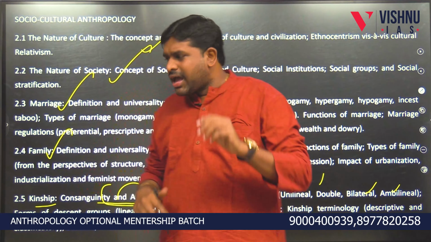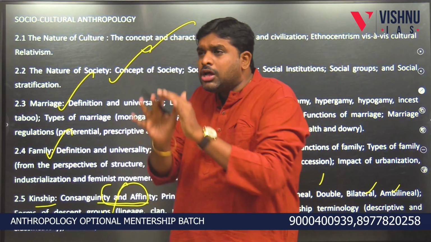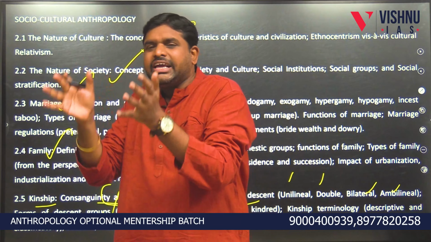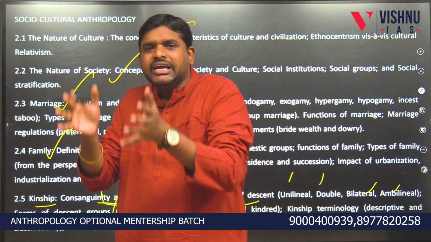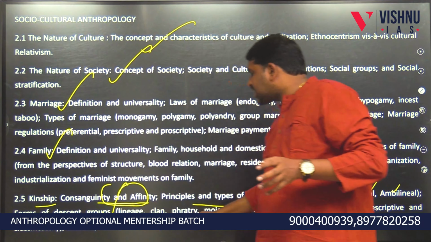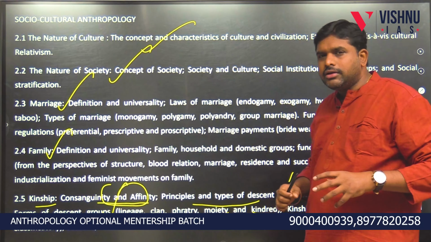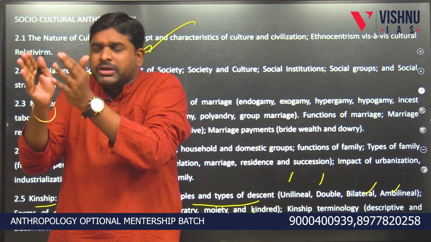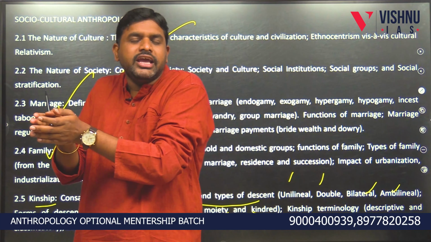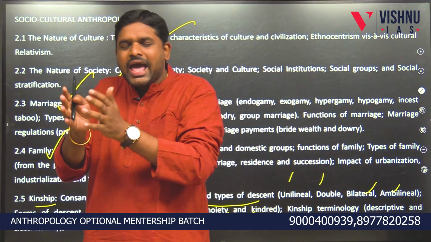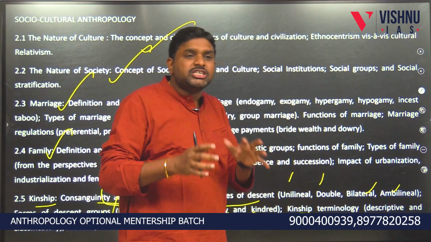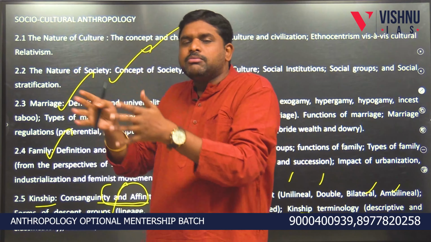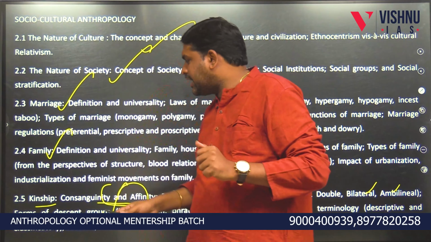The third topic is different forms of descent groups: lineage, Khandan, clan, moiety, fratry, kindred. These are different forms of kinship groups. One group is formed because of the Gotra, lineage, Khandan or clan. Then kinship terminologies, which are descriptive and classificatory. That is, how relationships and names are given based on descriptive and classificatory terms.